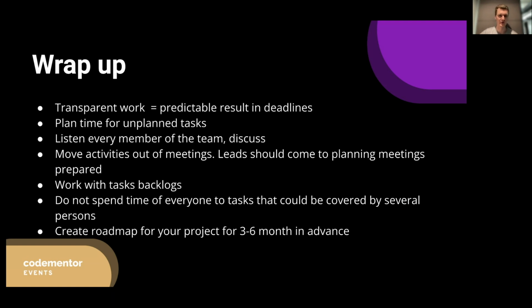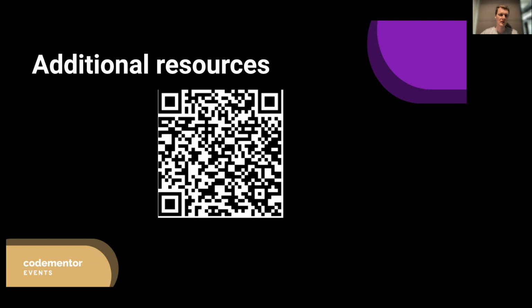Create a roadmap for your project for 3 or 6 months in advance. This will help you to keep an eye on what's going on and what needs to be done in future. And this also will be very helpful for your team to understand what they're working on.